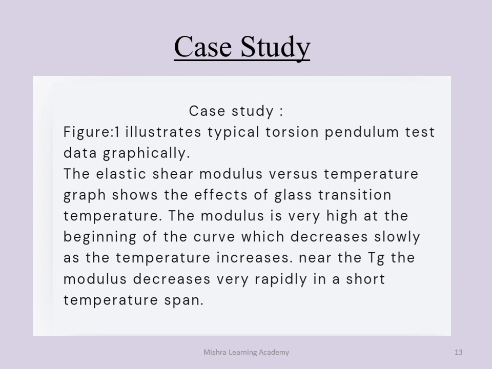What is the case study? Figure 1 illustrates typical torsion pendulum test data graphically. The elastic shear modulus versus temperature graph shows the effects of the glass transition temperature. The modulus is very high at the beginning of the curve, which decreases slowly as the temperature increases near the Tg. The modulus then decreases very rapidly in a short temperature span.